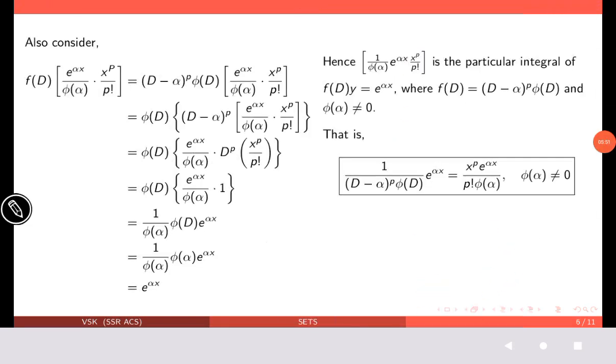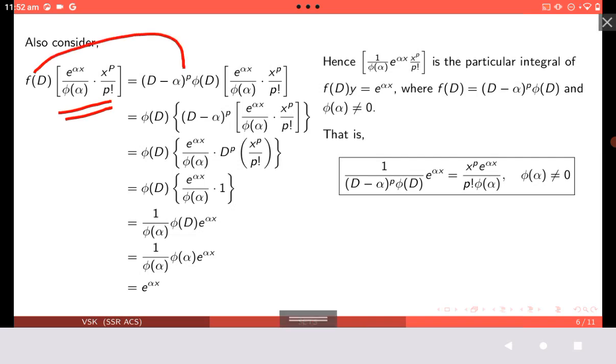So when we operate 1 upon F(D) on e to the power alpha x, we are getting this expression. Now let us see what we get when we operate F(D) on this expression. This expression is nothing but this expression. Now phi(D) is out. We are operating (D minus alpha) to the power p inside first. So e to the power alpha x upon phi(alpha) times x to the power p upon factorial p. So phi(D) comes out, e to the power alpha x upon phi(alpha), and (D minus alpha) is operated over here. So using the shift operator, this expression will become D to the power p, because D plus alpha minus alpha will become D simply.